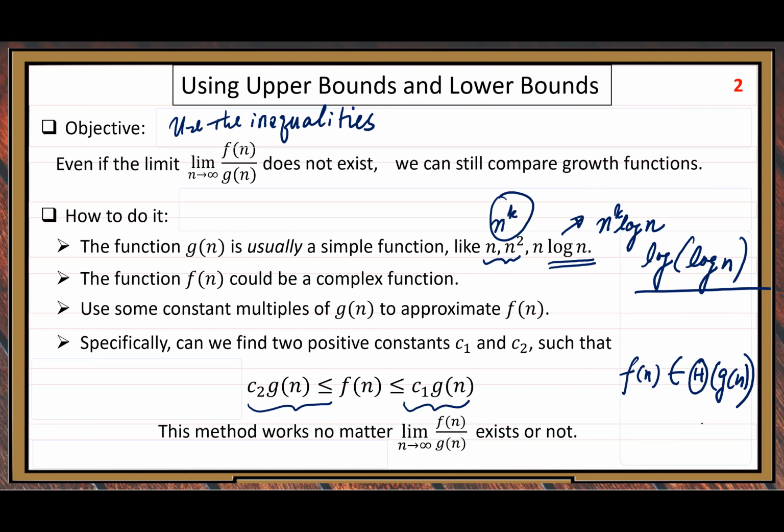Another thing I like to talk about: remember in a previous slide, I mentioned the order of growth concept. Here you can see what that order of growth concept is. Look at the power function. Why do we use the power function?